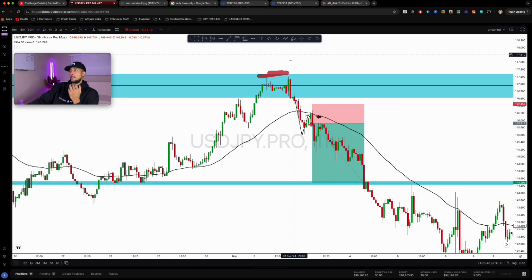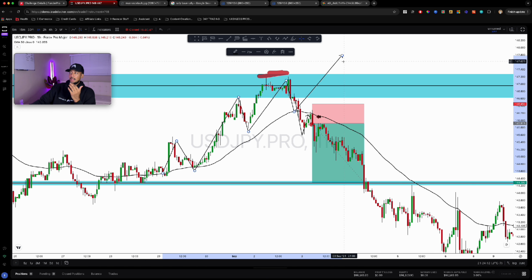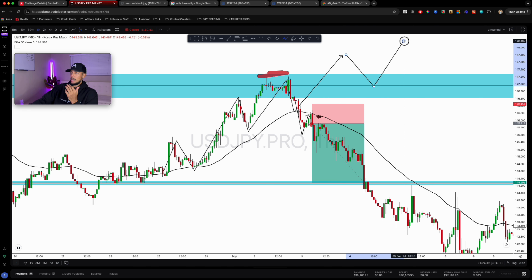So again, even though we were at the absolute resistance area and we saw that bearish engulfing, the 50 EMA was still giving us confirmation that price is overall bullish, because price could have respected the EMA. We didn't know price was going to continue to go down. We could have seen higher highs forming, and then that break, retest, and continuation.